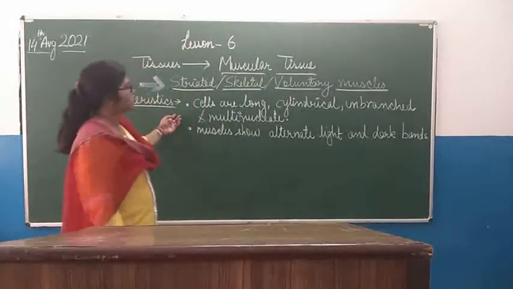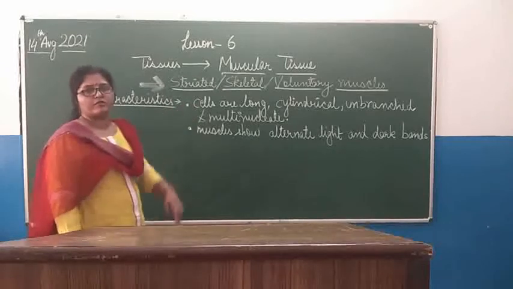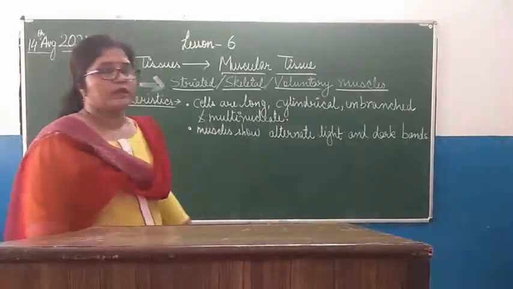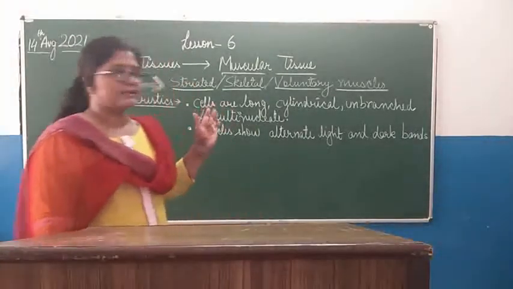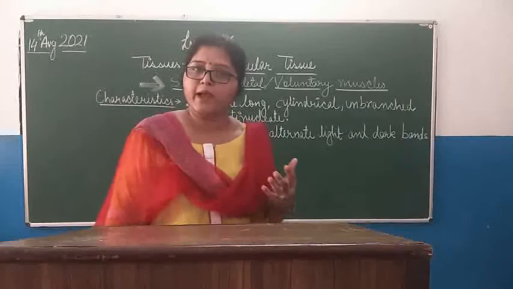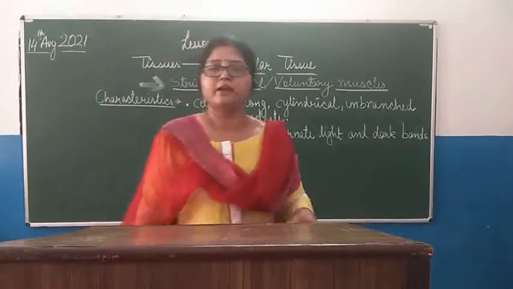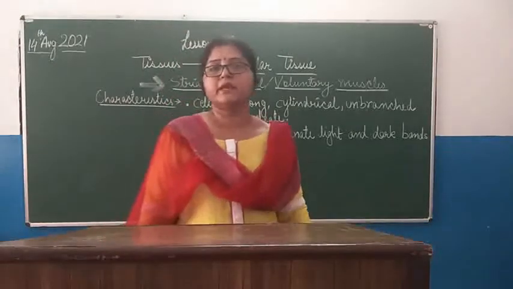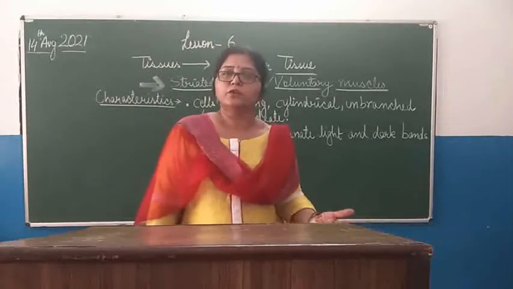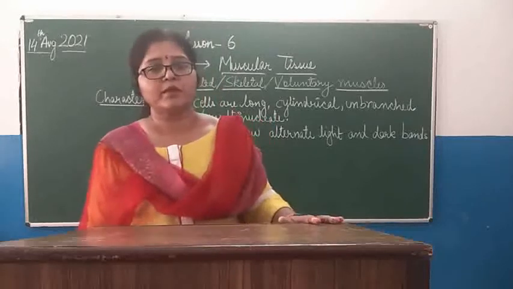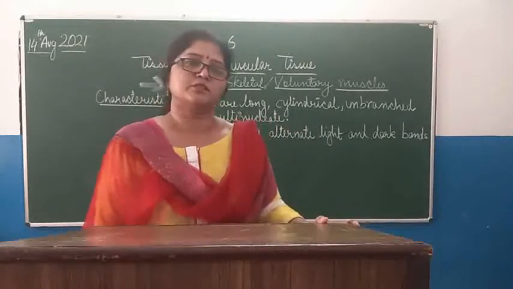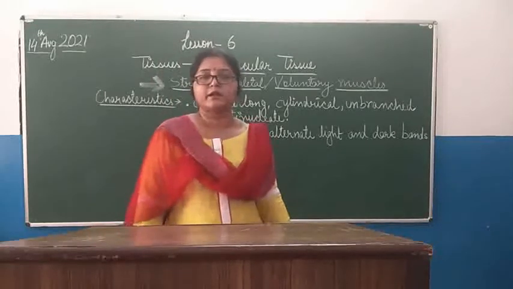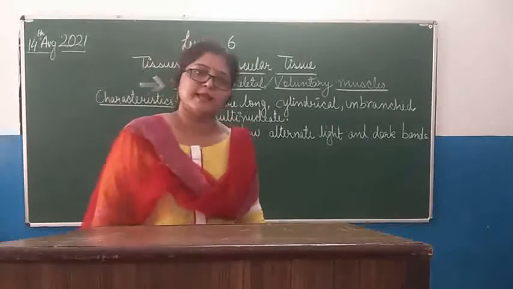Now, what about the structure of these muscles? The cells of these muscles, voluntary, striated or skeletal muscles, are long, cylindrical, unbranched, मतलब branch नहीं होते, and also they are multinucleate, meaning they have many nuclei, जिनमें बहुत सारे nuclei present रहते हैं. You remember why we discussed the structure of the nucleus? I told you about multinuclei present in a cell.